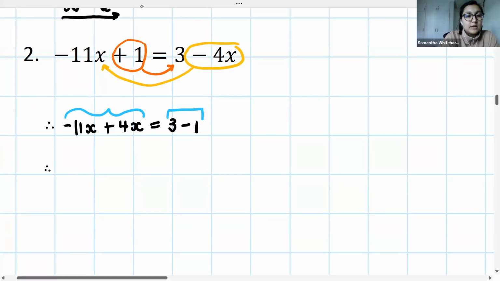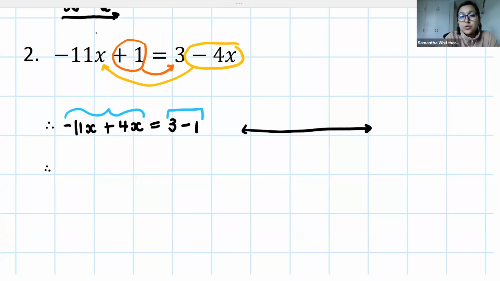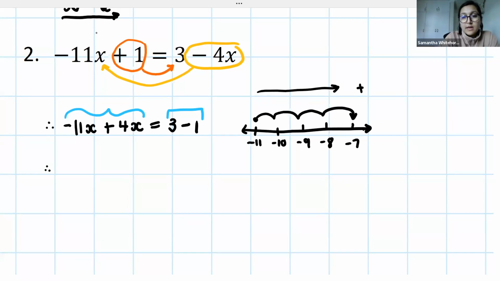So now we go and subtract or add our like terms. So negative 11x plus 4x. Remember, guys, if you struggle with this, A, you've got a calculator, but B, also just draw a little number line for yourself. And hopefully that will help you add or subtract your values. Hopefully I do my number line correctly this time. Okay, I'm adding 4. So here I am at negative 11. I'm adding 4. So I'm moving up my number line towards positive infinity. 1, 2, 3, 4. That takes me to negative 7. So I've got negative 7x is equal to, and we know that 3 minus 1 is 2.